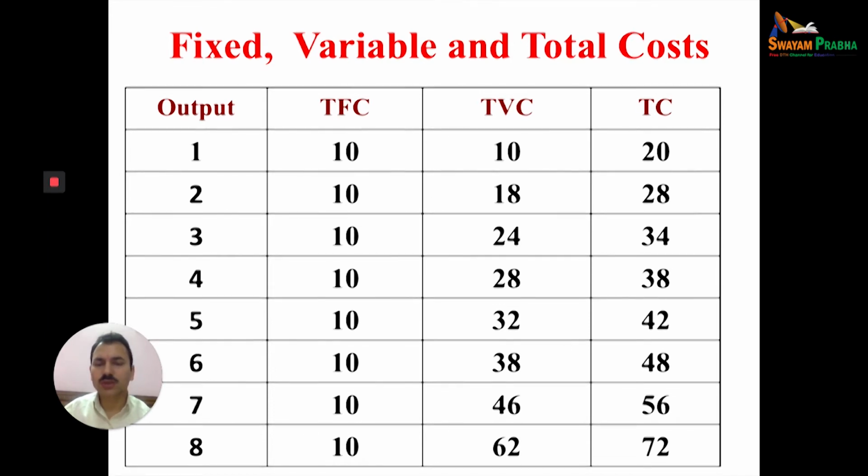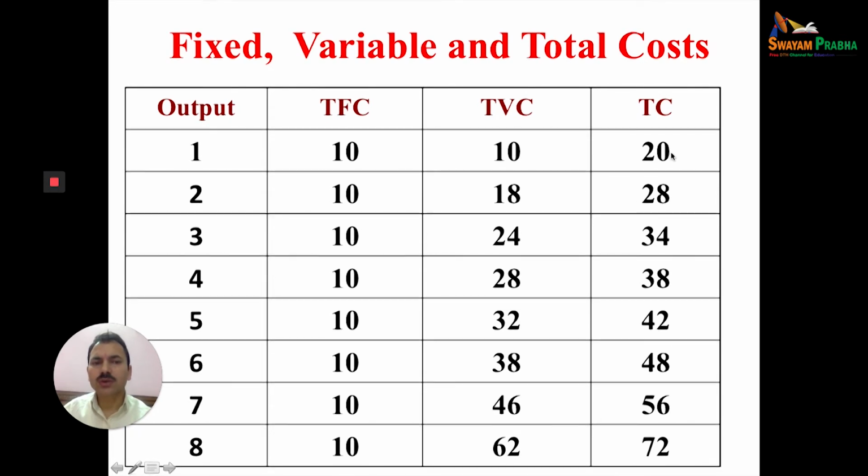So this shows that as the output increases, the total variable cost also increases. But there is no change in the fixed cost. It remains constant. It remains 10.